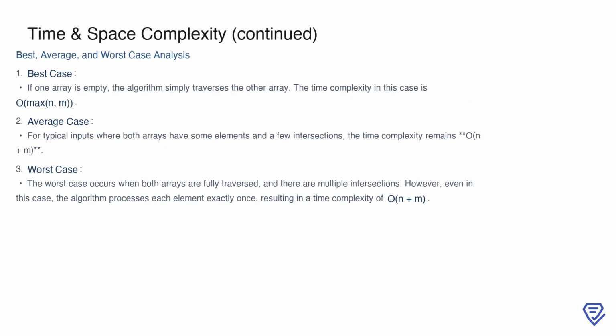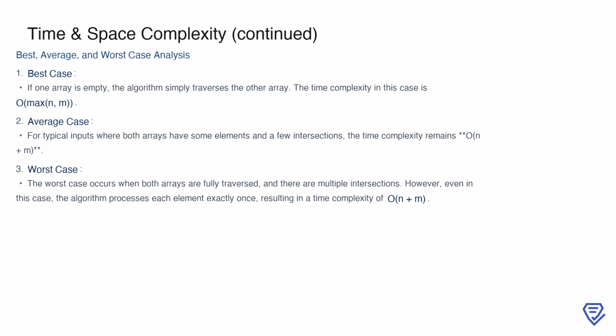Now let's analyze the algorithm's performance in different scenarios. In the best case, if one array is empty, the algorithm only needs to traverse the other array, resulting in a time complexity of O(max(n, m)). In the average case, where both arrays contain elements with a few intersections, the time complexity remains O(n + m), since every element is processed once.